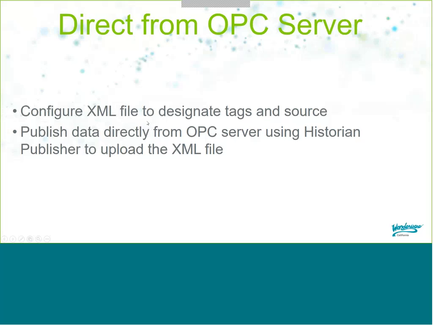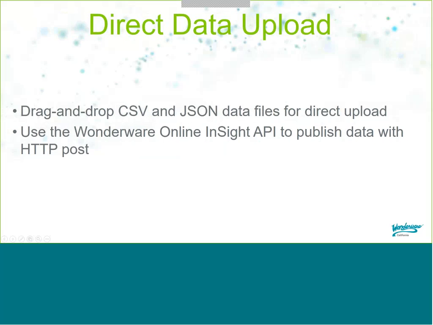So there's two different acceptable formats. One is a CSV, and the other is a JSON flat data file. And you can either just drag and drop or select the files from your local desktop. Or the other option is, say you have a remote user that doesn't have access to Wonderware Online, you could use, and again, this is more for the techies out there, an API tool such as Postman to use HTTP POST to push the data through remotely.